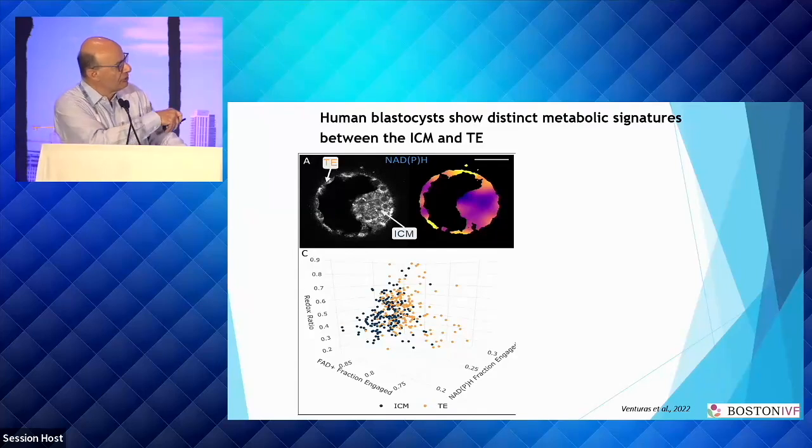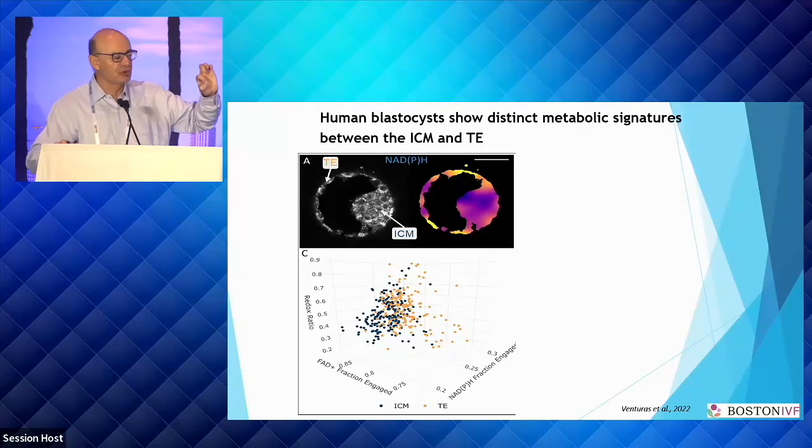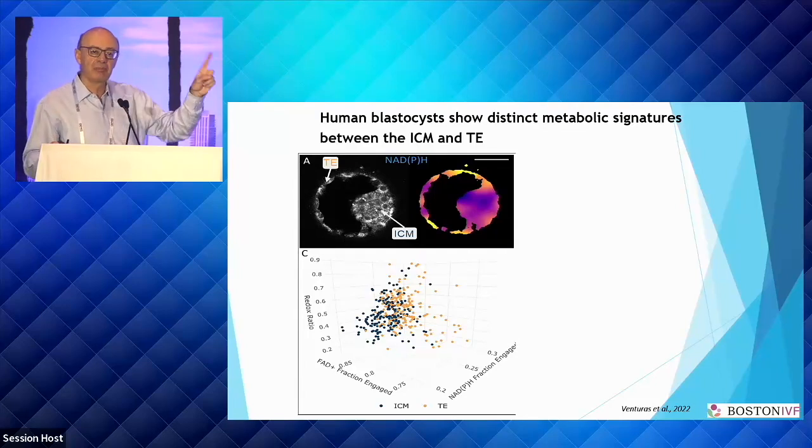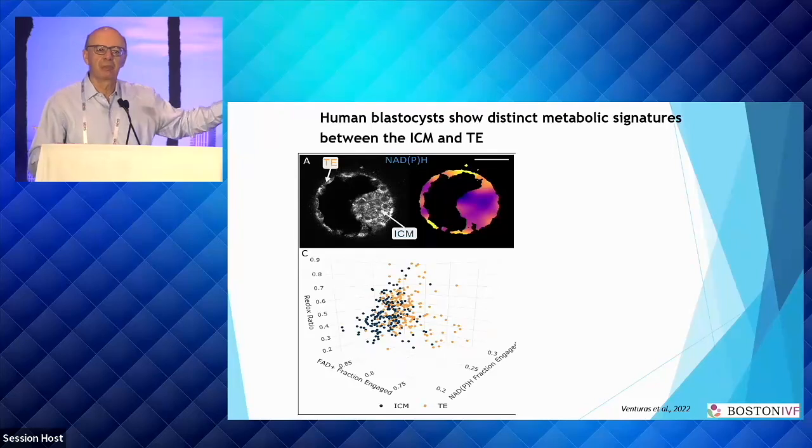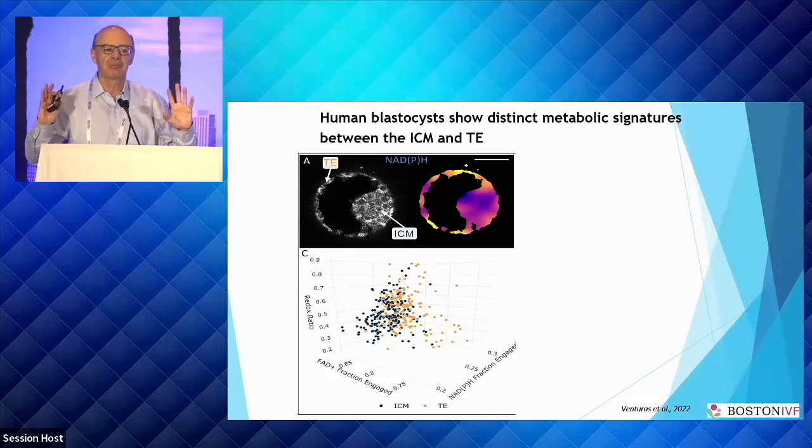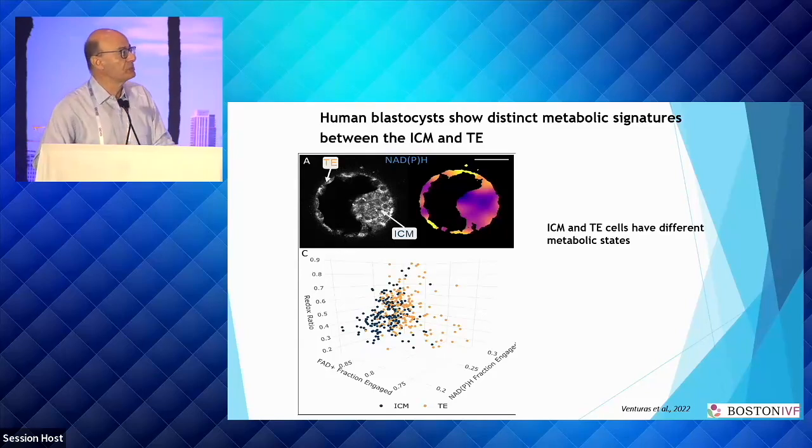And if you look on the graph on the bottom left-hand side, you can see the inner cell mass are the little blue circles, and the orange are the trophectoderm. And these are from the same embryo, so you can compare one embryo with another. And using some of the parameters that we measure using fluorescence lifetime imaging that indicate mitochondrial metabolism, you can virtually draw a line between the blue and the orange, showing that they're very distinct in the way they metabolize. So this is important because the inner cell mass and trophectoderm cells have very different metabolic states.